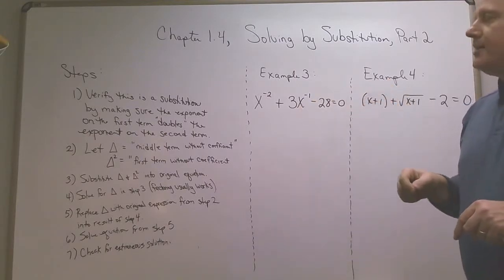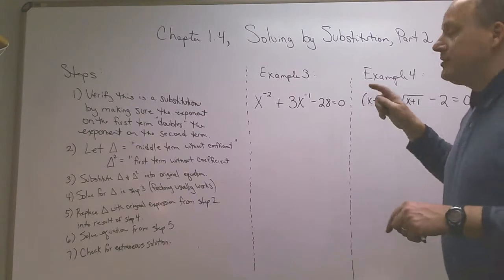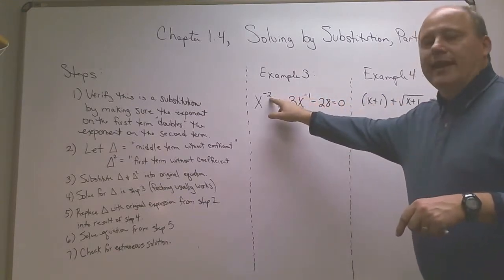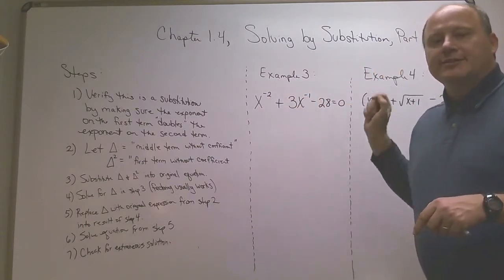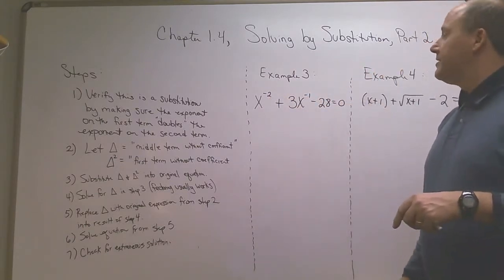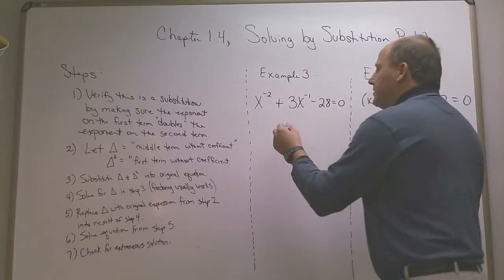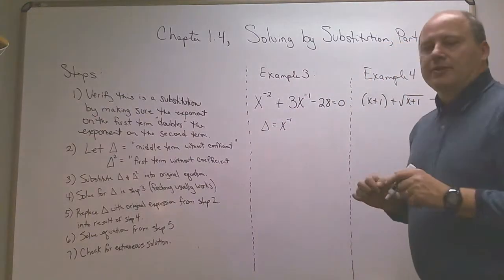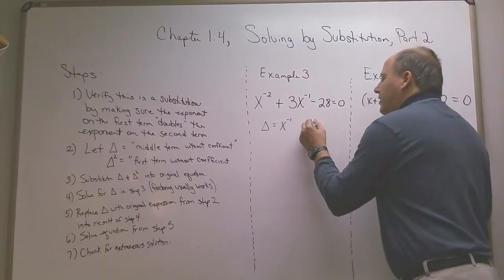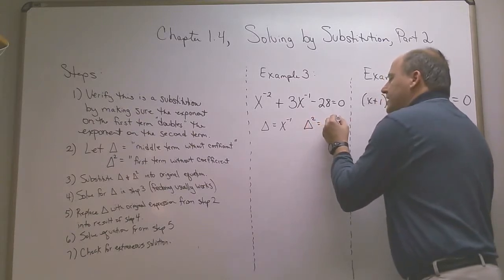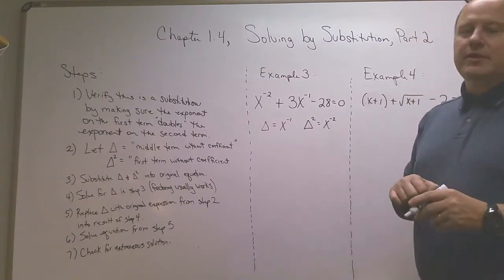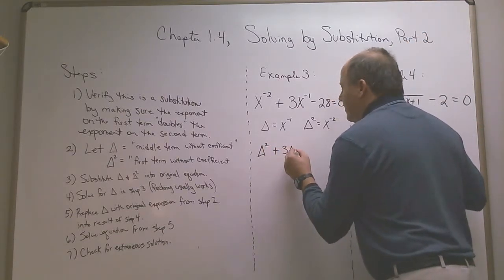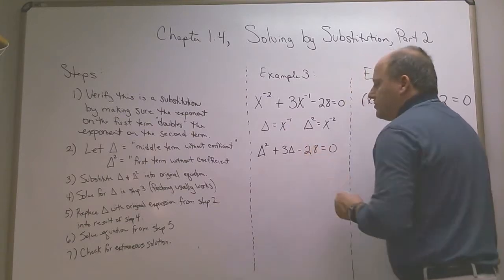Okay, you let delta be the middle term without its coefficient. Now, if you notice, this is a substitution type problem, because you've got to verify that. This is -1, -2. -2 doubles -1, so it therefore has to be a substitution type problem. So we let delta be x to the -1, because that's the middle term without its coefficient, and delta squared would be x to the -2, because that's the first term without its coefficient. So then that becomes delta squared plus 3 delta minus 28 equals 0.